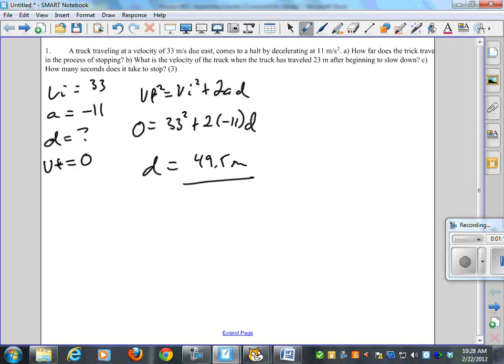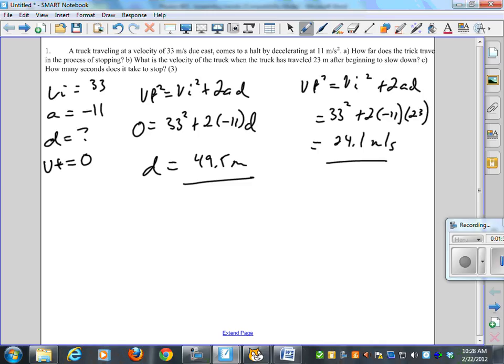Okay, part B says, what is the velocity of the truck when the truck has traveled 23 meters after beginning to slow down? So now we're solving for the final velocity. We don't know it's 0, so that's going to be Vf squared equals Vi squared plus 2AD. The initial velocity, again, is 33 squared, 2 times minus 11, but this time my D value is 23. Make sure you square root, you should get 24.1 meters per second. Okay?